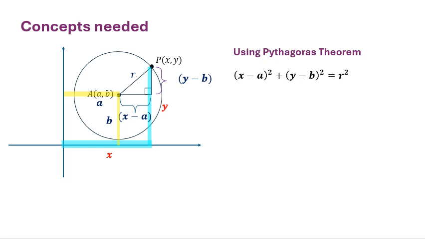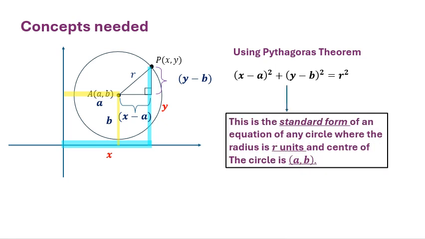Where your a squared is just (x minus a) squared, plus your b squared, which is (y minus b) squared, equals your c squared, which is your r squared. And basically, we just got it. This is the standard form of an equation of any circle, where the radius is r units, and the center of the circle is (a, b).